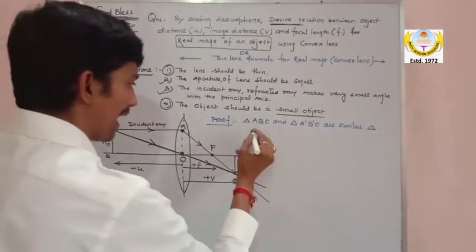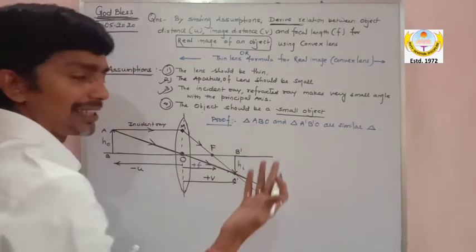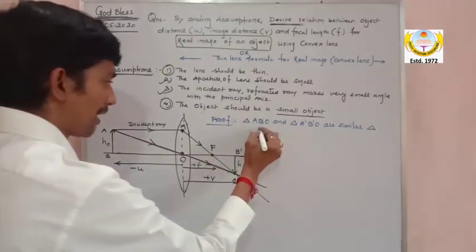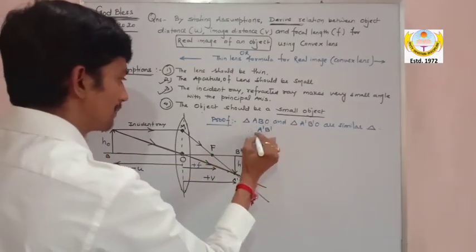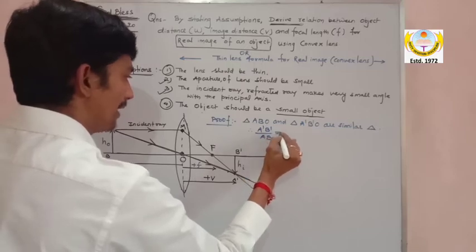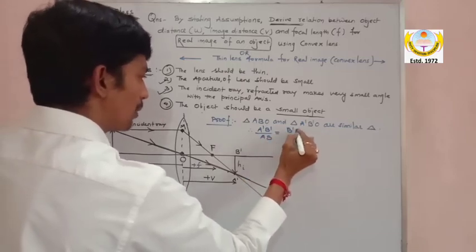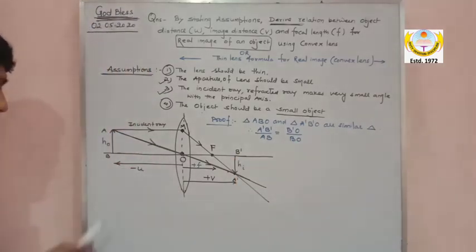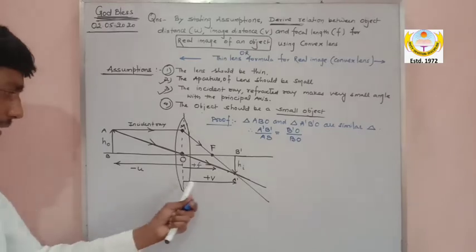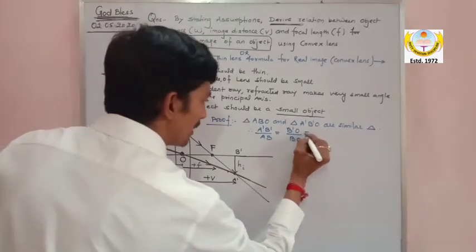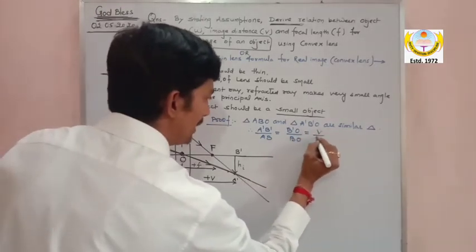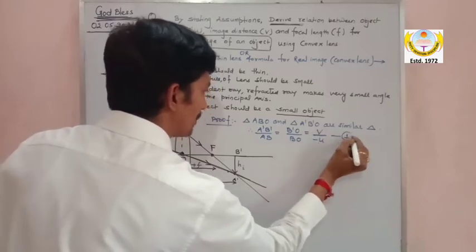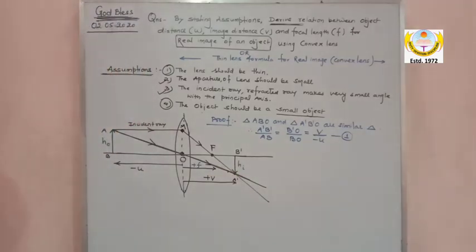So now in these two triangles, don't you think? I always told you to take the image side first and then the object side. So A dash B dash upon AB is equal to B dash O upon BO. You can see, my dear, from the figure B dash O is your V, whereas BO is minus U. Put this as equation number 1. I hope this is clear.